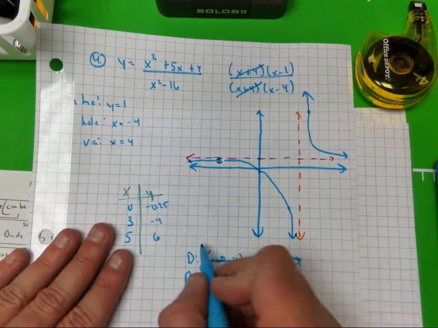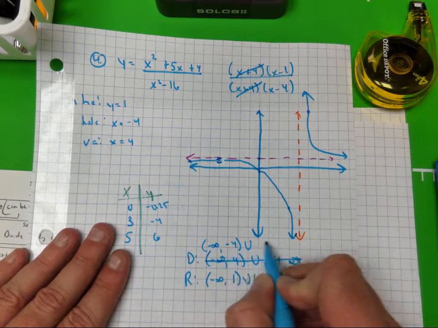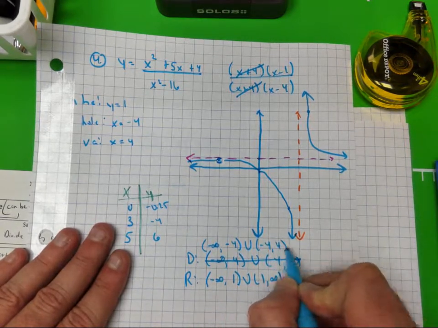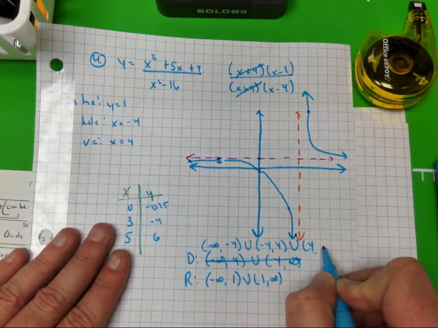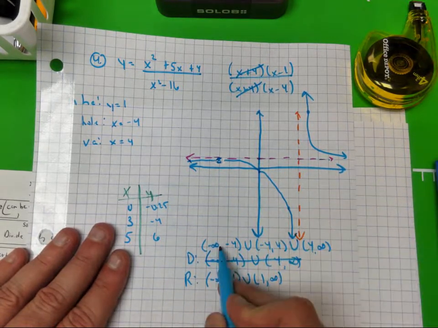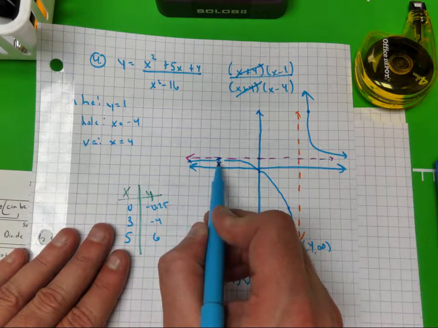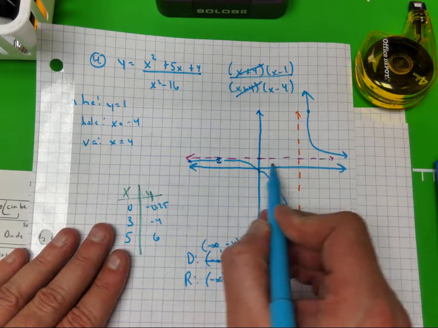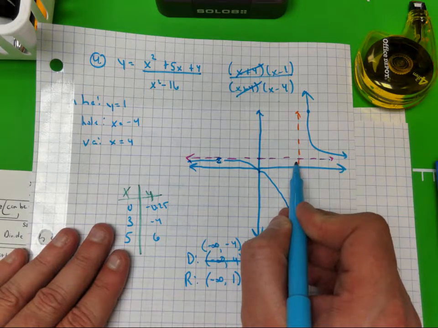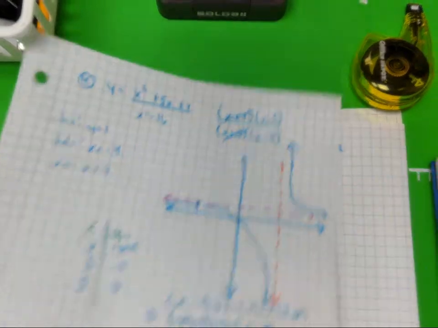Alright. So that means I'm going from negative infinity to negative 4, union negative 4 to 4, union 4 to infinity. So I had to take into account this spot and this spot. That's why I had to make a break. So I'm going from negative infinity to negative 4. Then get back on from negative 4 to 4. Get back off, and then from 4 on. Okay? Sorry about that.